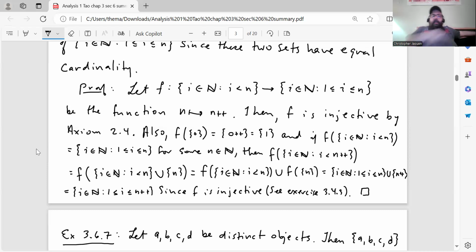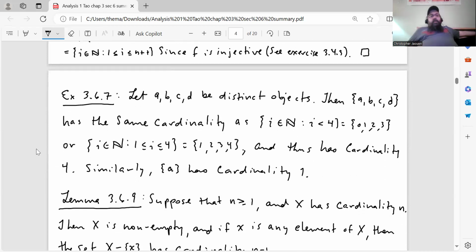That follows from an exercise that we did a little while ago. That's equal to the union of the set of i in N, where i is greater than or equal to 1 and less than or equal to n, union with the singleton set containing the successor of n, which is equal to the set of all i in N such that i is greater than or equal to 1 and less than or equal to the successor of n, since F is injective. The exercise I'm referring to is exercise 343, which we did a while ago. If you don't remember that one, you can look back at the video. We did that exercise a few videos back.